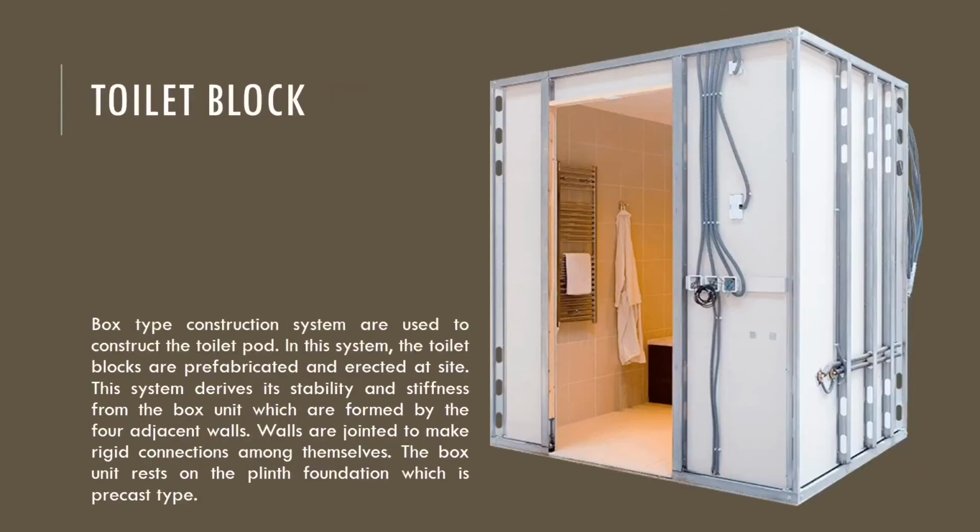Toilet block or prefabricated bathroom unit. Box-type construction systems are used to construct toilet pods. In this system, the toilet blocks are prefabricated and erected at site. This system derives its stability and stiffness from the box units which are formed by the 4 adjacent walls. The walls are jointed to make rigid connection among themselves. The box unit rests on the plain foundation which is precast type.